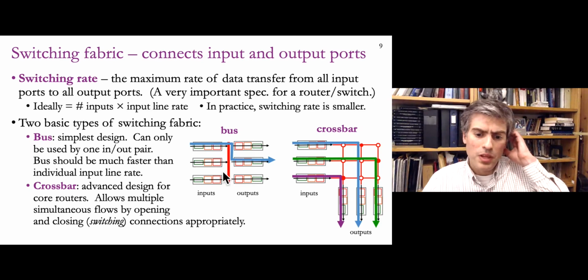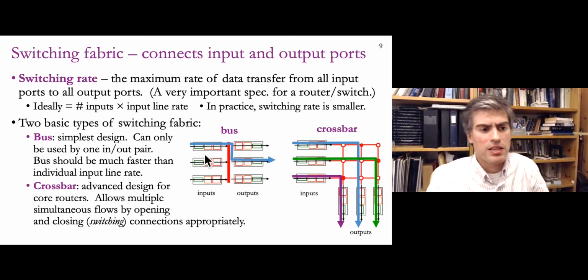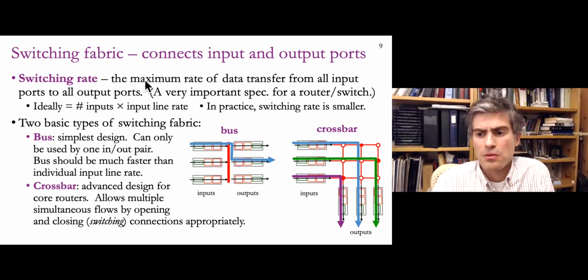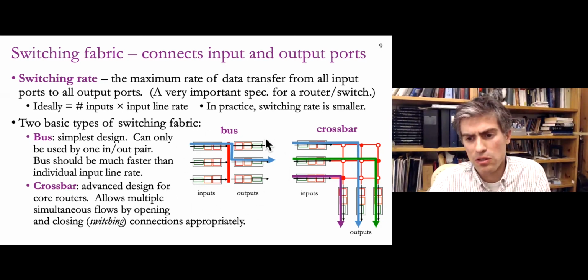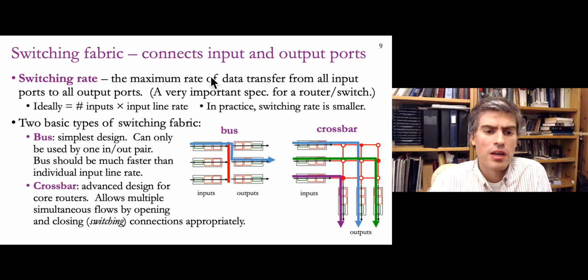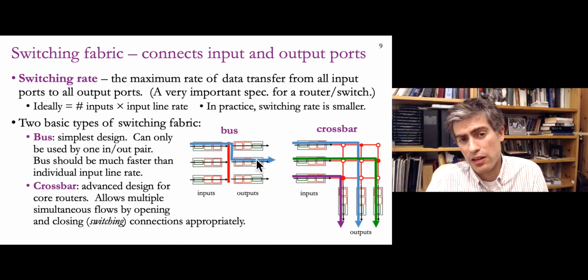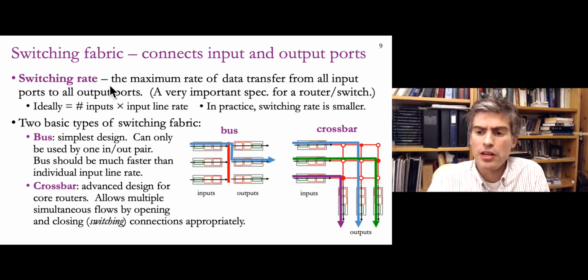Anyway, so this switching fabric has a switching rate, which is the maximum. The switch itself, the whole device, whether you call it a router or a switch, has some peak amount of data it can handle from all of its inputs to all of its outputs at once. We call that the switching rate.